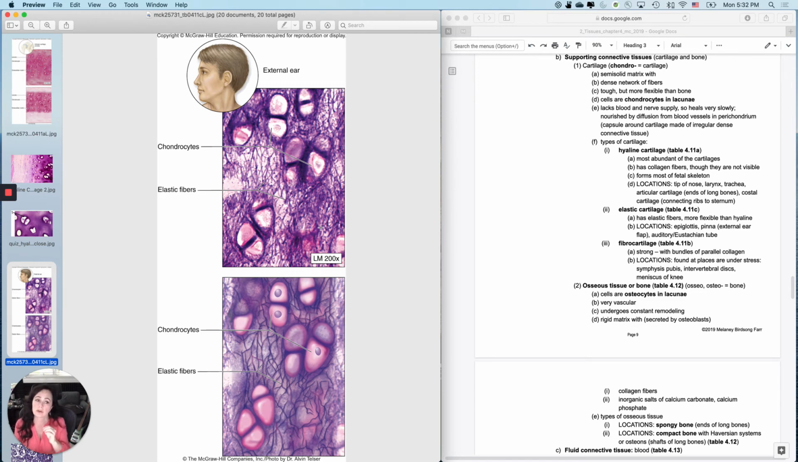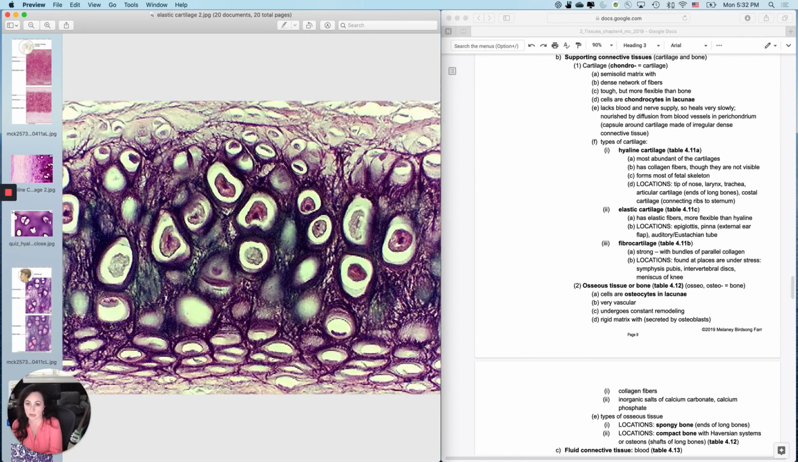The places that you can run into elastic cartilage are the pinna of the ear, not the bottom part that doesn't really have cartilage in it, but the top part, it's boingy. Spoing, spoing, much more so than your nose. So the pinna, the external ear, the epiglottis that keeps you from literally inhaling your food, and the auditory or eustachian tubes are all made of this tissue. And let's look at a couple more iterations of it.